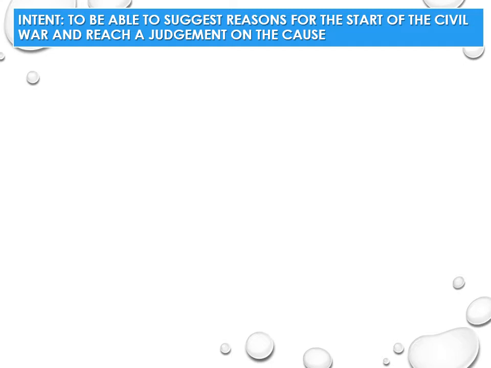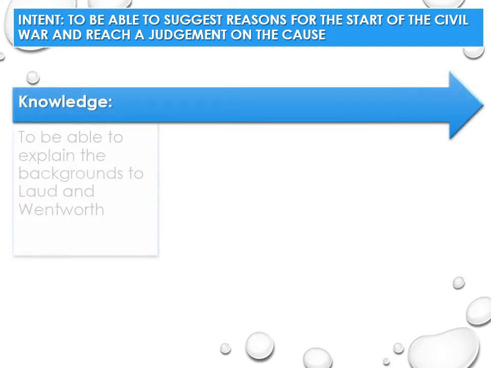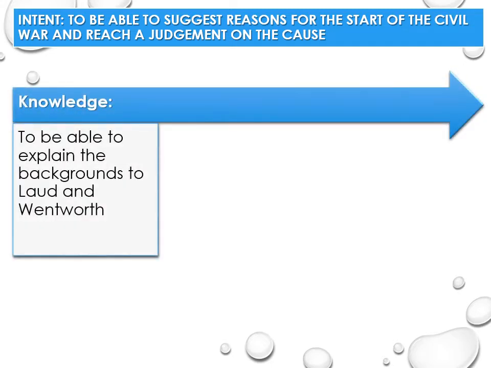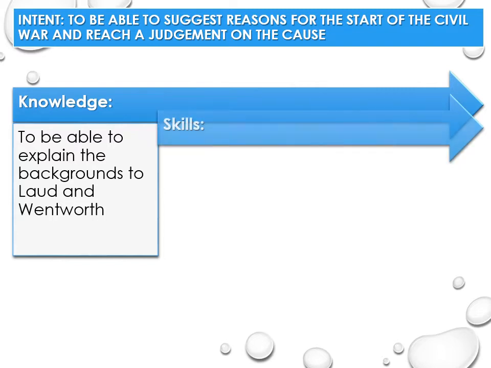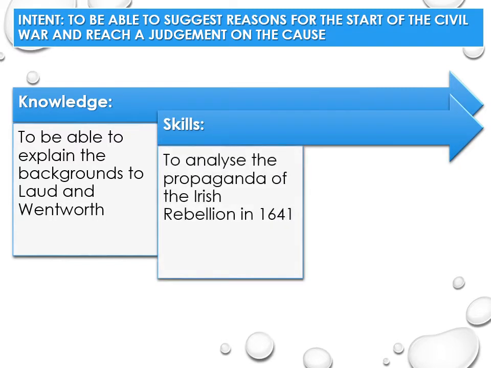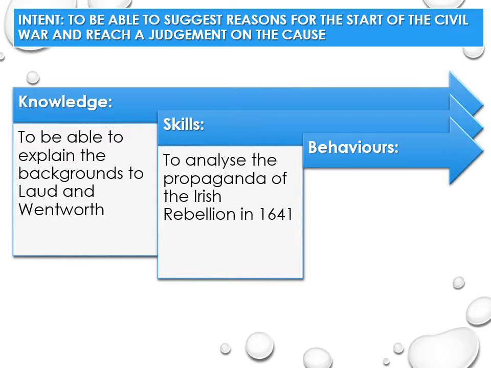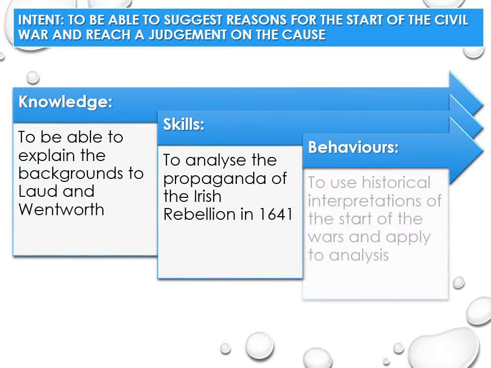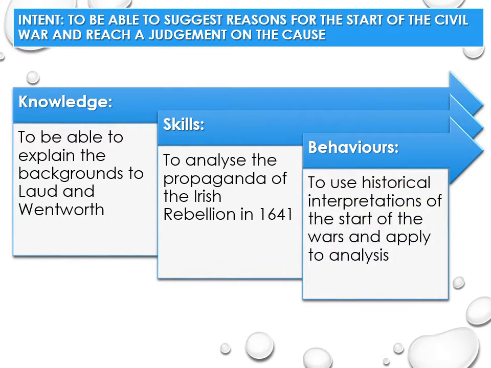Following this lecture and the completion of the associated material, you will, knowledge-wise, be able to explain the backgrounds to Laud and Wentworth and why they were such a huge influence on the King. Skills-wise, you will be able to analyse the material around the Irish Rebellion and the impact this has on the start of conflict in 1642. And then finally, behaviours, you will begin to interpret the information on the start of conflict and apply it to your analysis.